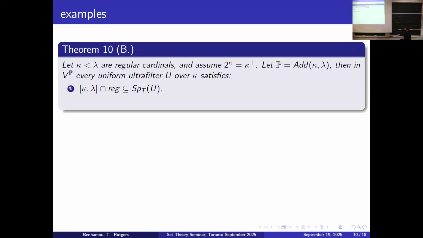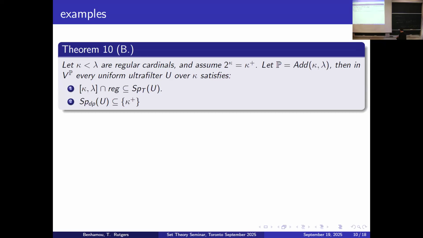So start with a model of, say, GCH. You pick your cardinal κ, which, remember, can be omega. Pick some regular cardinal λ above κ, and just add λ many coins to κ. Then look in the generic extension. Over there, every uniform ultrafilter on κ has two things happen. First of all, the Tukey spectrum blows up to be the maximal thing: all the regular cardinals come into the Tukey spectrum of the ultrafilter.